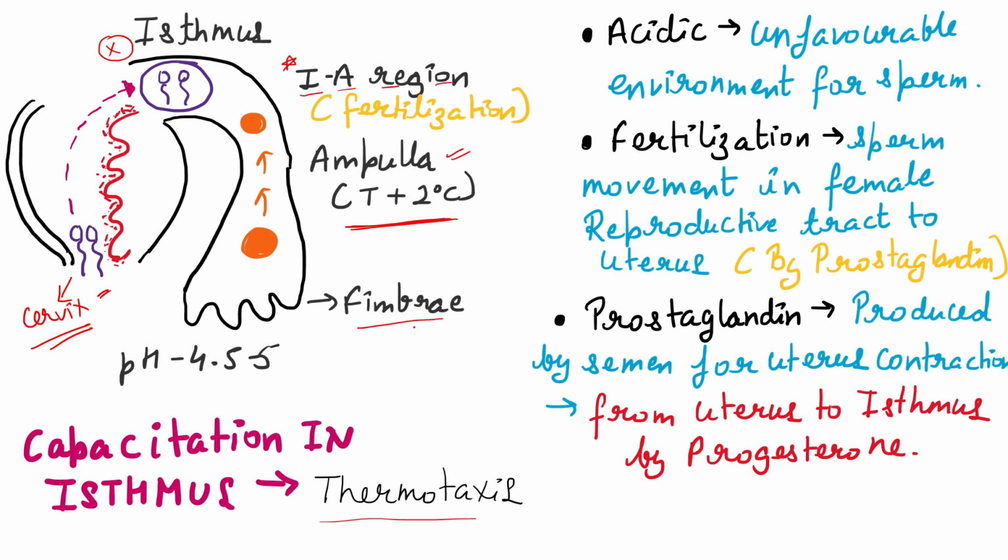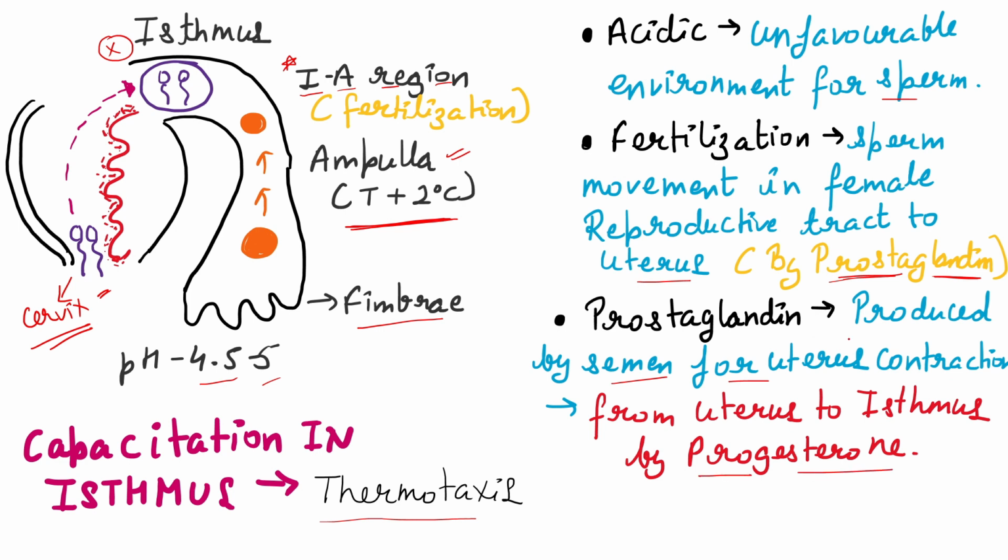These are the fimbriae. As the pH of vagina, as the pH of uterus is very low, that is 4.5 to 5, so the sperms and the environment becomes very acidic and the sperm die. Acidic unfavorable environment for sperm fertilization, sperm movement in female reproductive tract by uterus by prostaglandin. So prostaglandin is also an hormone. Prostaglandin produced by semen for uterus contraction, from uterus to isthmus by progesterone.